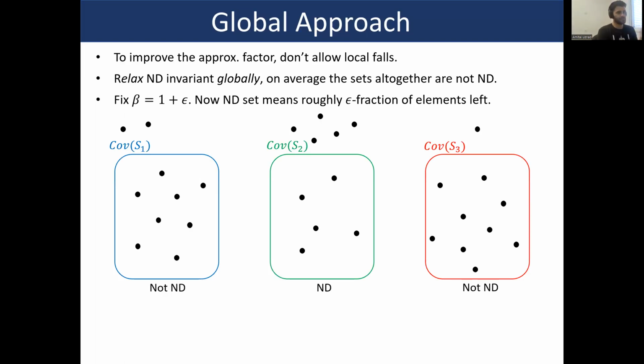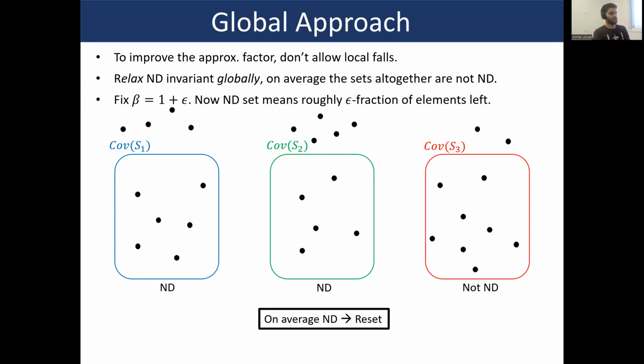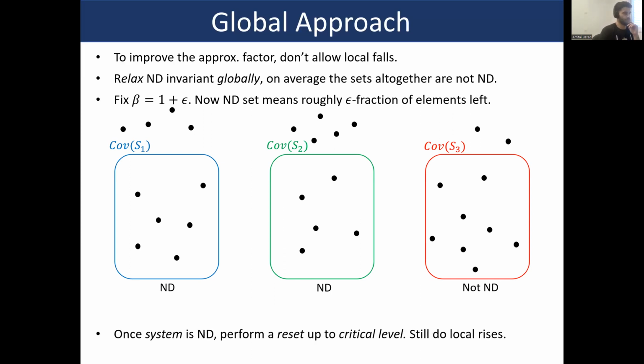So here we have an example. This is a very loose definition, where we relaxed it so that on average they're not ND. Obviously, there are many more details here. This is just to give a kind of hand-wavy idea. So here on average, it is ND because there are 2 that are ND and 1 that is not. So we consider the system to be ND.